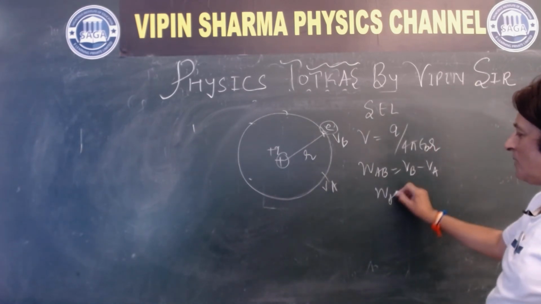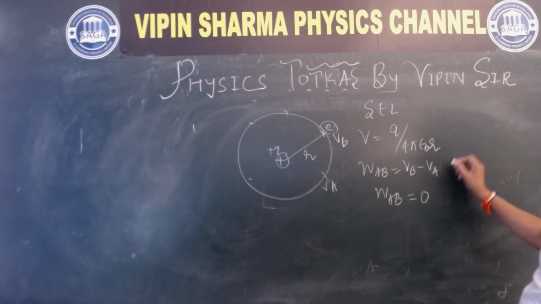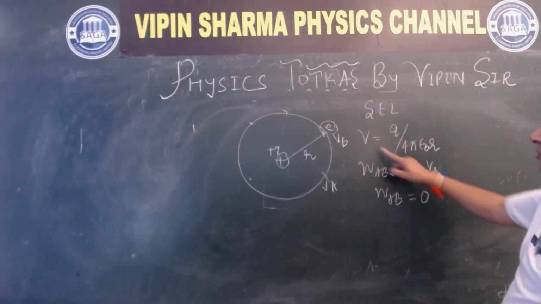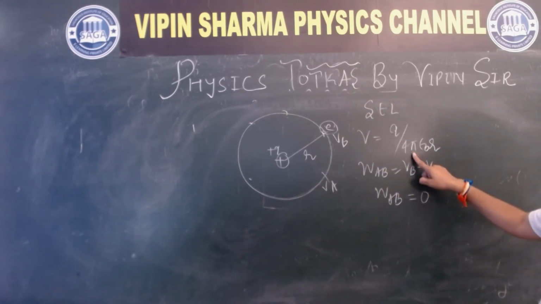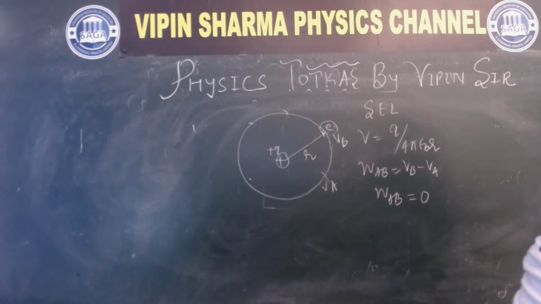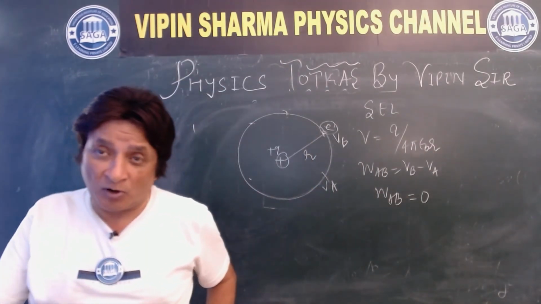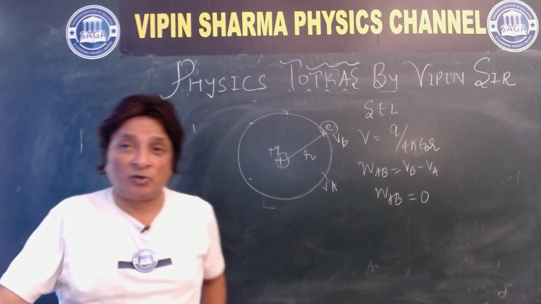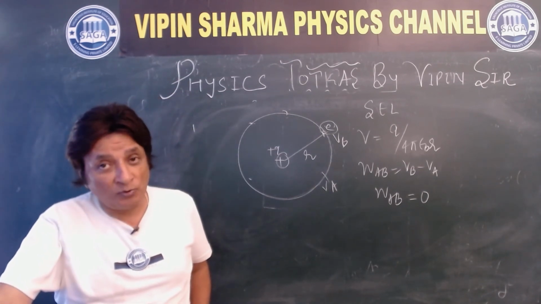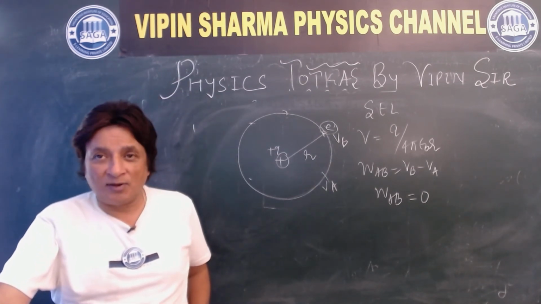So W_AB is equal to 0 because VB is equal to VA equal to V, that is Q upon 4 pi epsilon naught R. Hence work done in moving an electron around the nucleus is always 0. So it neither loses energy nor gains energy.